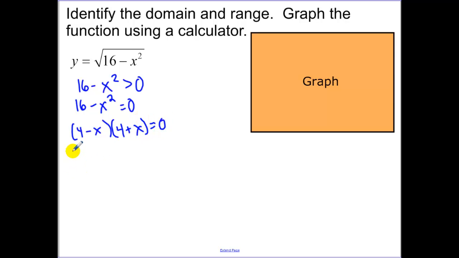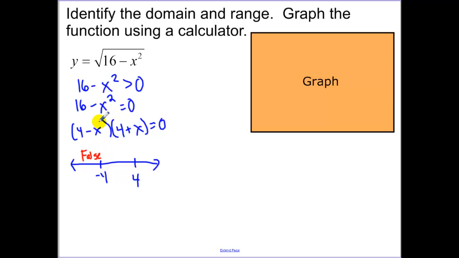Or our critical points. So our two critical points are positive and negative 4, so we put those on a number line. And then we test a number. We test a number less than negative 4. When I test a number that's less than negative 4, say negative 5, in this inequality, we get negative 9, because we have 16 minus a positive 25. That's a negative 9. That means that this is false.